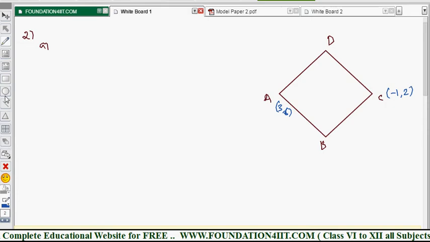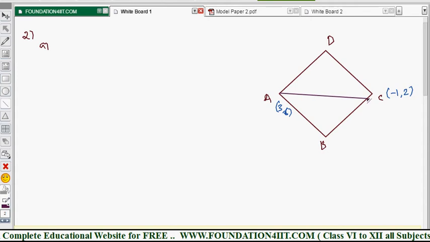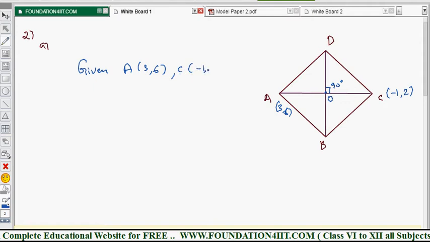That means the midpoints must be the same. Now whenever they join the line AC, the AC midpoint and the BD midpoint are the same, and they bisect at 90 degrees. So these are perpendicular to each other. Let's take the midpoint as O. O is the midpoint of AC because AC is a diagonal. Given data is A (3, 6) and C (-1, 2), right?